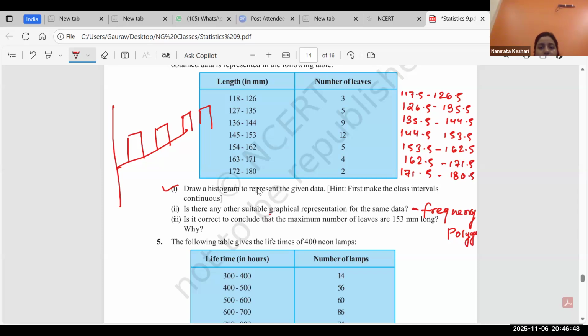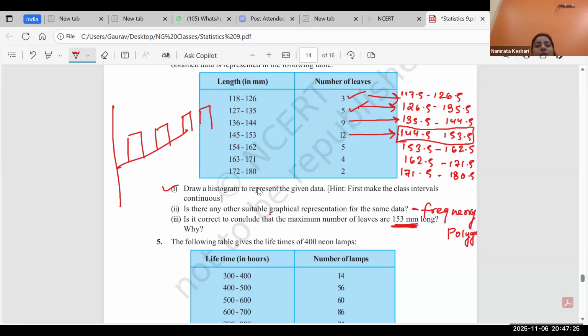153 millimeter long, maximum number of leaves. That means there are 3 leaves in this category, 5 leaves in this category, 9 leaves in this category, 12 leaves in this category, then 5, 4, 2. So maximum 12 leaves are lying in this category, right? Yes, ma'am. Maximum leaves lie in the category 144.5 to 153.5. However, is it correct to conclude that the maximum number of leaves are 153 millimeter long?